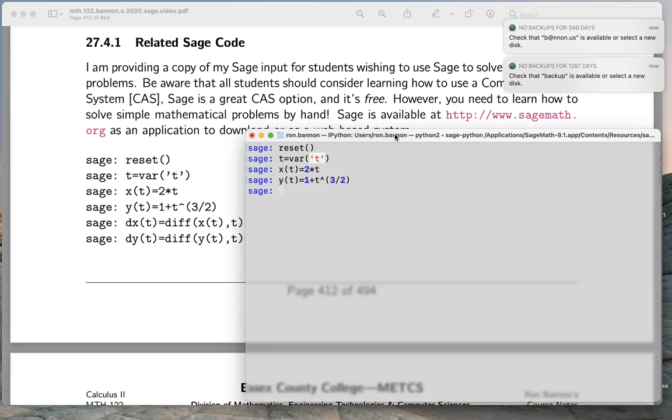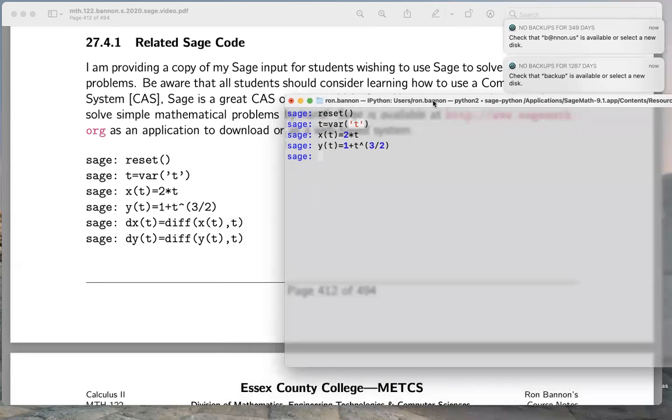All right, what am I going to do now? I'm going to differentiate x of t with respect to t. So I'm going to call that a new function, I'm going to call it dx, a function of t. I'm going to differentiate the function x of t with respect to t. I'm going to say dy now. And it's a new function, defined as the derivative of y of t with respect to t.